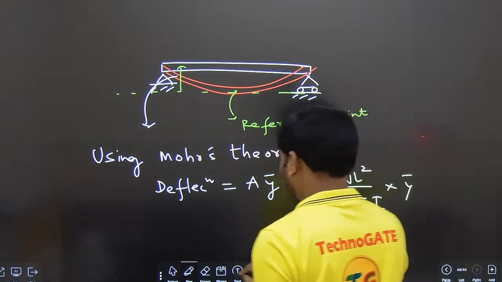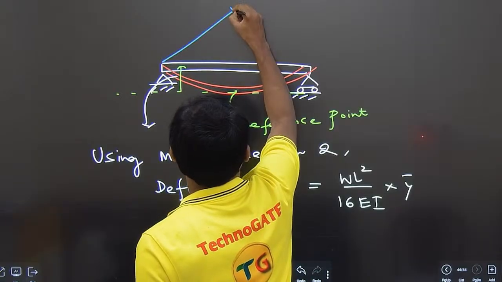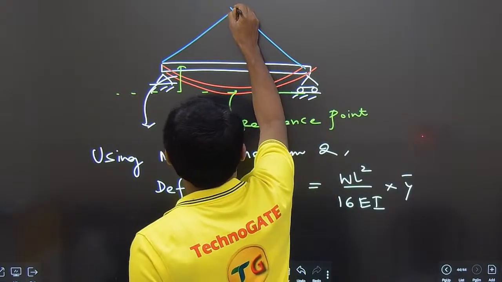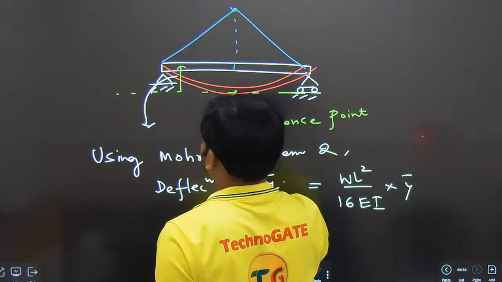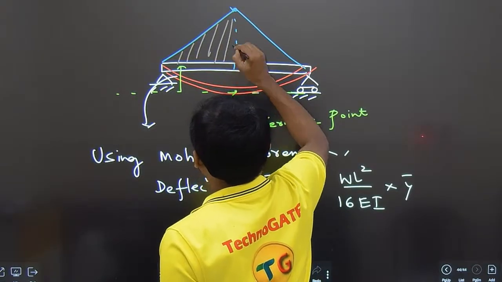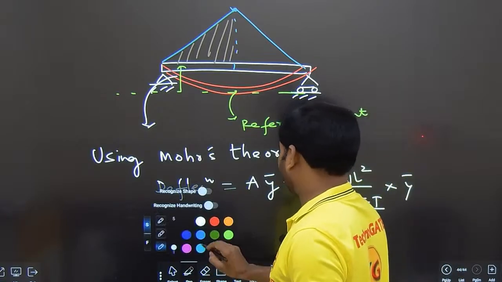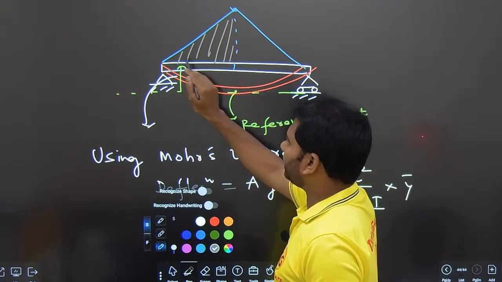So let us find y bar. Look, I will draw it here. So the bending moment diagram is like this. Okay, this is like this. The shaded area is like this. Here the reference point is this and we are getting deflection here.